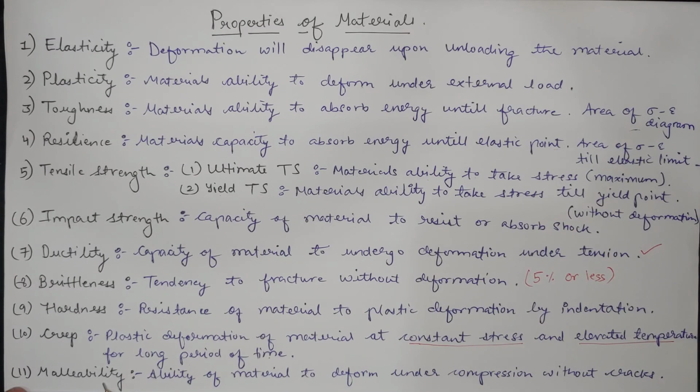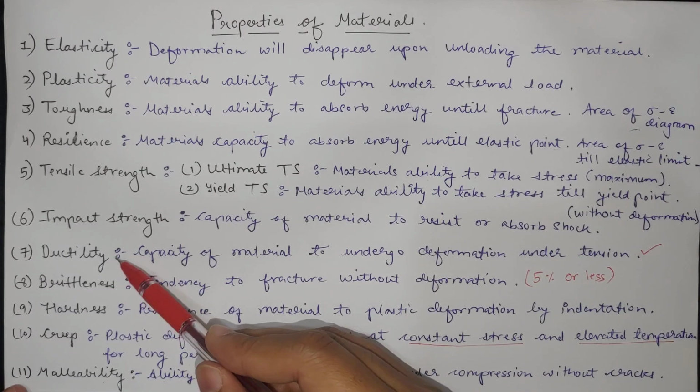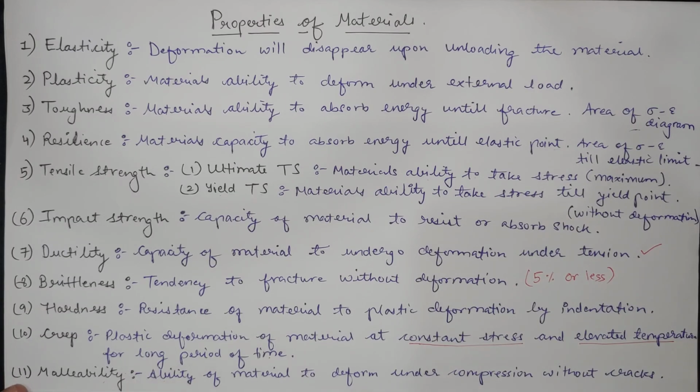The last property is malleability. So malleability is the ability of the material to deform under compression without cracks. So ductility and malleability are kind of similar, but in ductility we give tension load, but in malleability we have to check the ability of the material under compression. So gold foils and silver foils we prepare extremely thin, they don't have any cracks. This is because they are highly malleable. Gold and silver are highly malleable. So malleability gives the ability to deform under compression without any cracks.